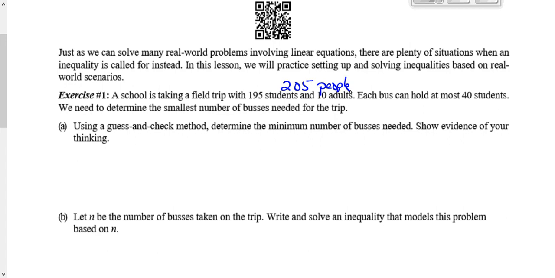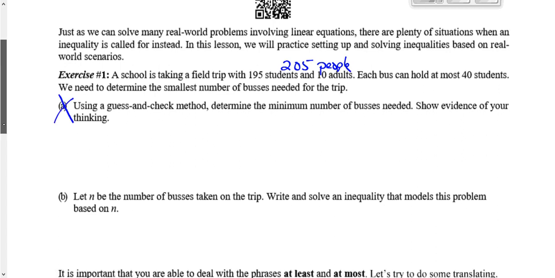Each bus can hold at most 40 students. Okay? So when you see at most, are you thinking less than or greater than or equal to? Less than or equal to, right? Because that's the maximum. So wherever you put on a bus has got to be less than or equal to 40, right? Determine the smallest number of buses. I would say the least number of buses would be the correct term there, not smallest, right? Needed for the trip.